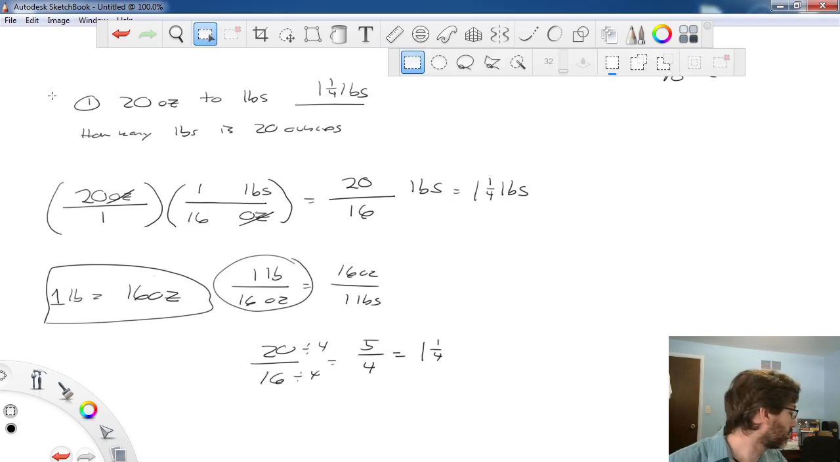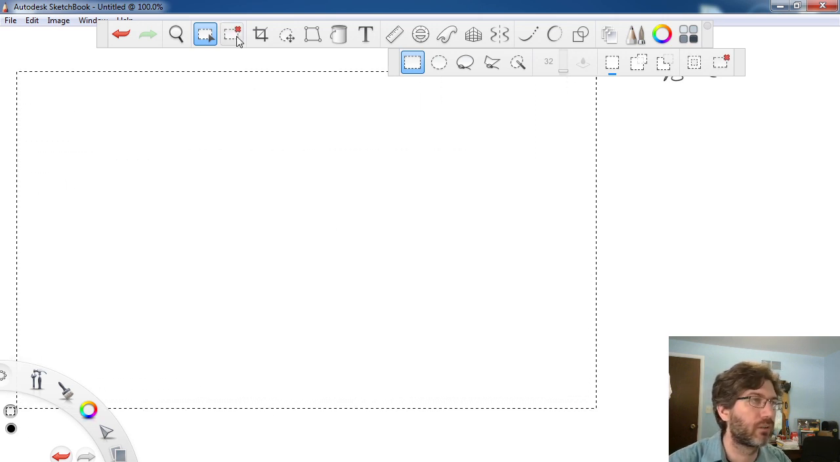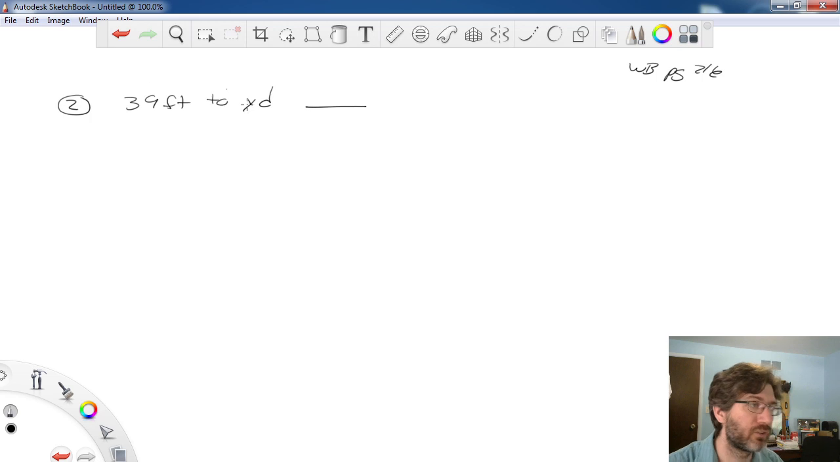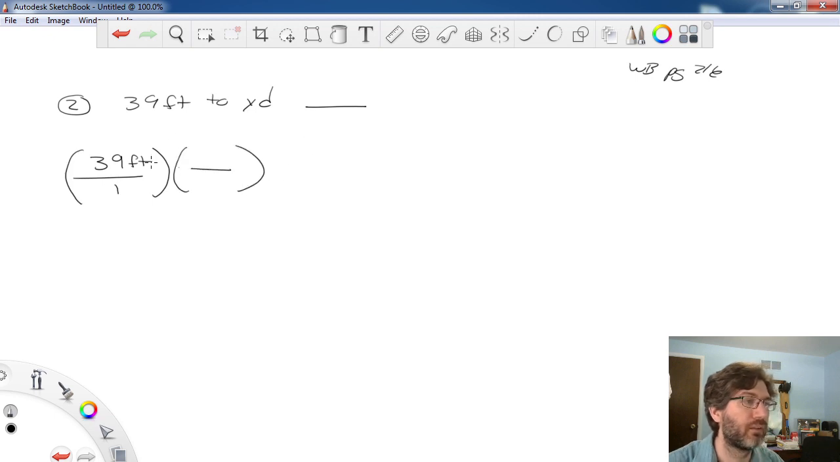So let's look at number 2 just to get more practice, and then I'll let you try some on your own. If you have questions, you can ask. So number 2, I want to take 39 feet to yards. So I want to know how many yards is 39 feet. So again, I'm going to start with my 39 feet. Make it into a fraction. I only have 1 unit there, so it just goes in the numerator. And I'm going to multiply it by conversion ratios until I get yards.